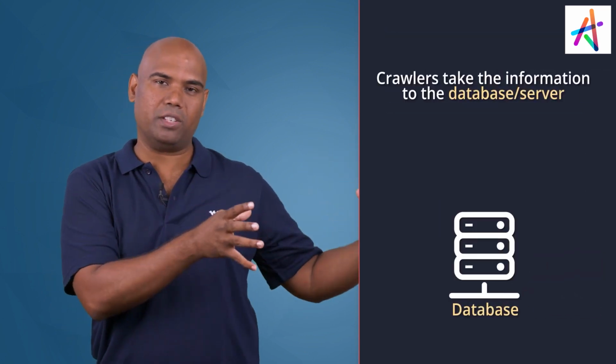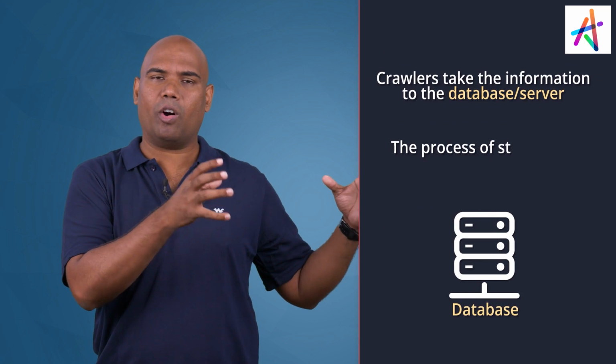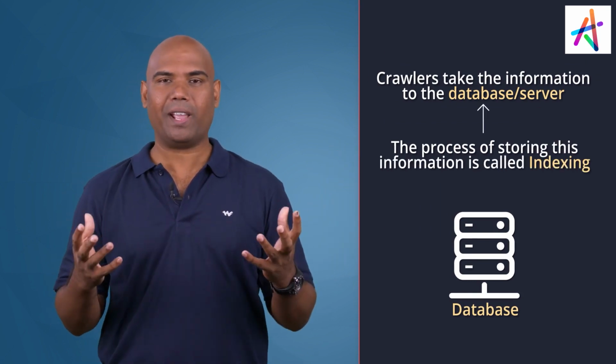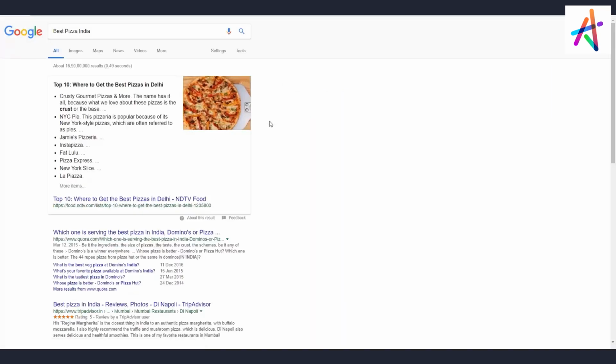They then take this information to their database or the server, and this process of actually storing this information is called indexing. And finally, when you go to Google and search something like best pizza India, for example, you're going to get results not from the internet, but actually from Google's database.